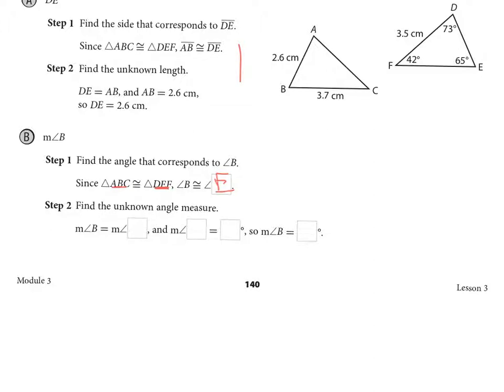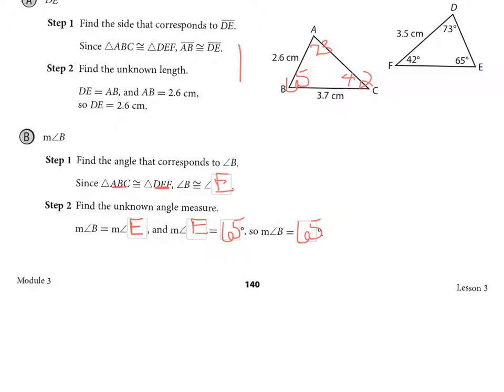So we've got to find the measure of the unknown angle. And let's see, D matches to A, doesn't it? So that's 73. E matches to B, which is 65. And C matches to F, which is 42. So we know the measure of angle B is the same as the measure of angle E, and the measure of angle E equals 65. And so we know that the measure of angle B equals 65 degrees also.